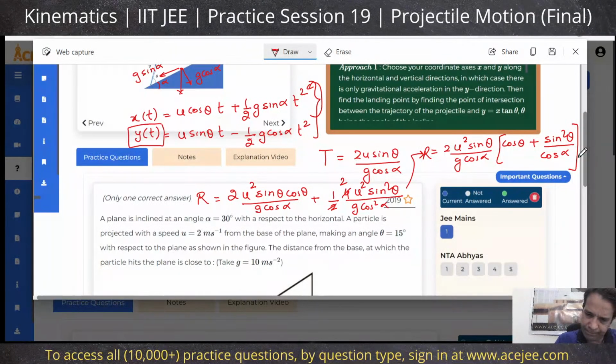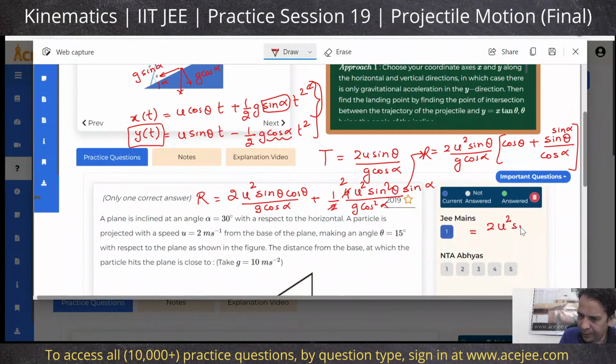No, sine theta out, this is simply sine theta. Then we should still get sine theta sine alpha, right? We are missing this sine alpha term. That's why everything seems to be going wrong. So you have cos theta cos alpha plus sine theta sine alpha. Now this makes sense, correct? So what will this be? This will be cos of theta minus alpha divided by cos alpha, correct?